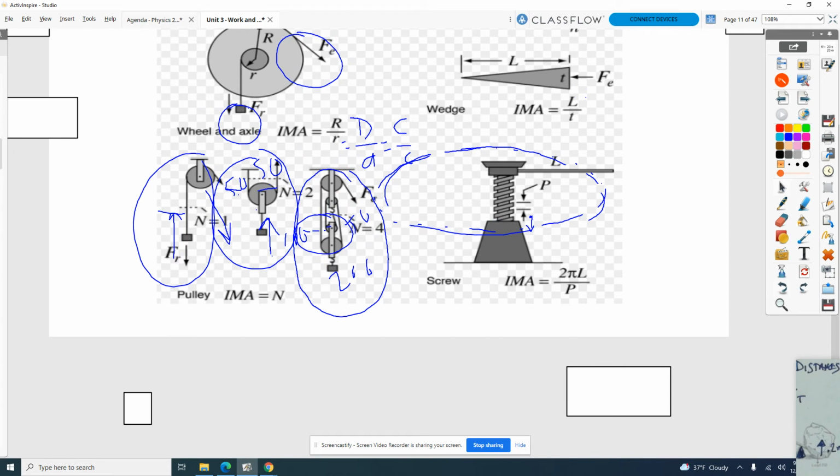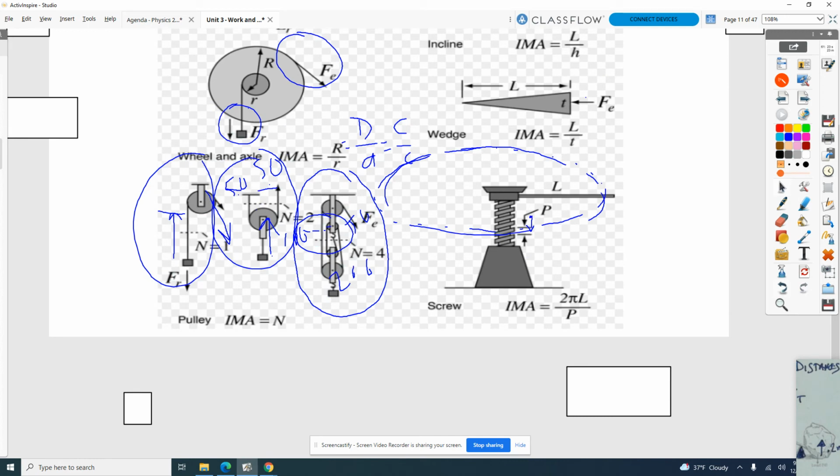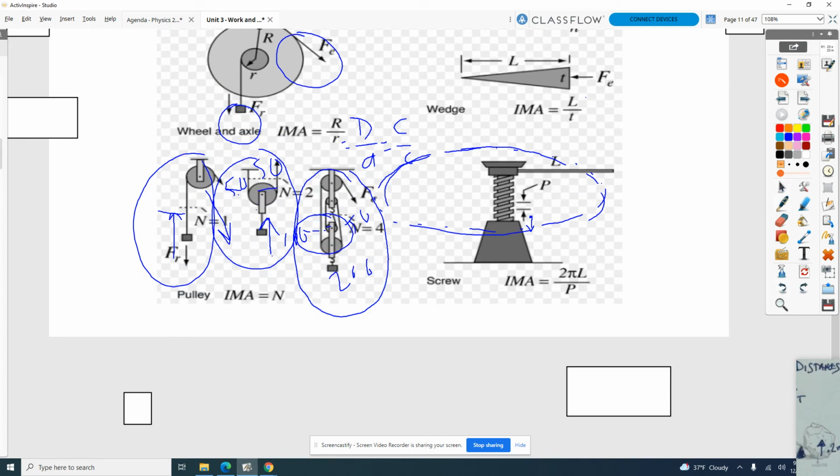The problem is that there's a lot of friction that is a part of these threads here. And so oftentimes you'll see that there's a lot of grease that is placed on those threads to make it so that we have as little friction as possible.